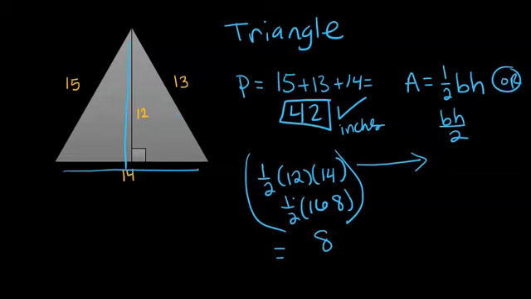Right? It's going to be 84. That's the answer. So on the outside, it's 42 inches of this park. And on the inside of your ant park or your ant farm, the area is 84. Okay, that's a triangle.